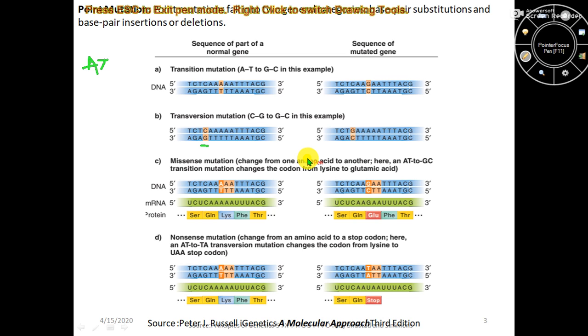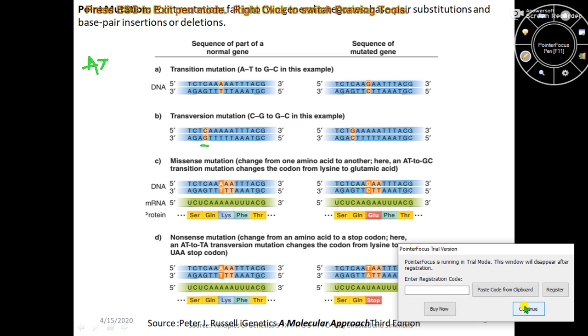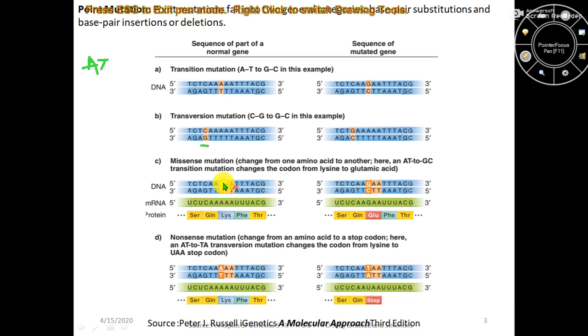Another type of point mutation is missense mutation. Look at this figure. Here the mutation occurred in this region, the AT region. It becomes GC, so a transition occurs. What is the effect of this transition? It produces serine, glycine, lysine, phenylalanine, and tyrosine, but here one amino acid changes, and it produces glutamate. Missense mutation changes one amino acid to another. So here the codon also changes. Here the codon is AAA and here the codon is GAA. So that is missense mutation.